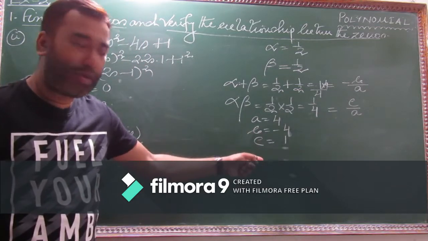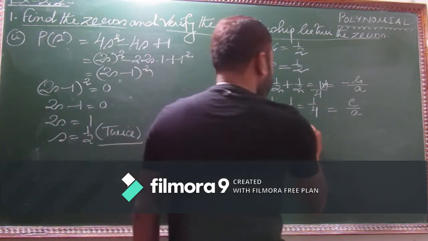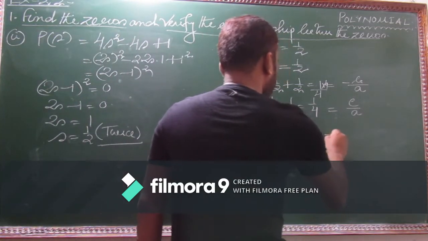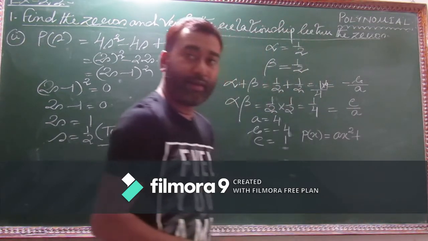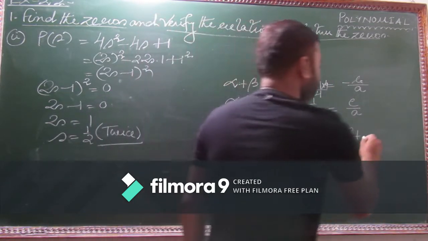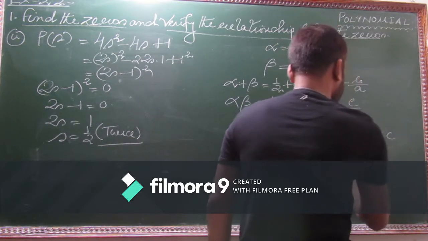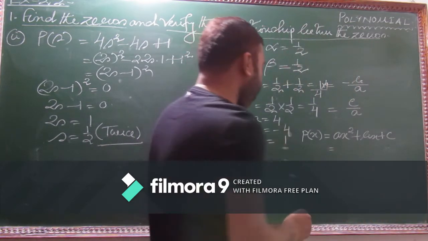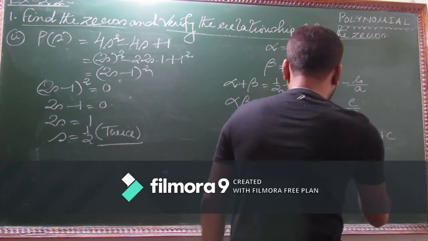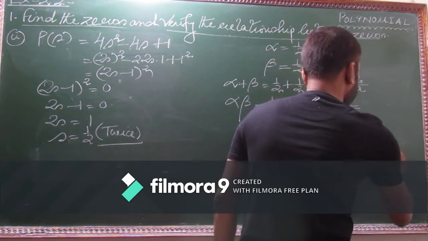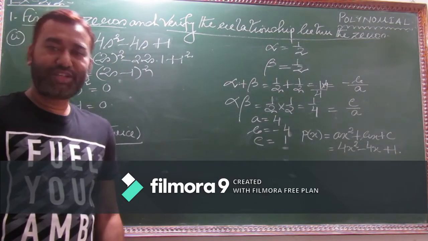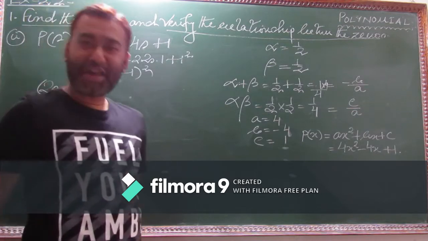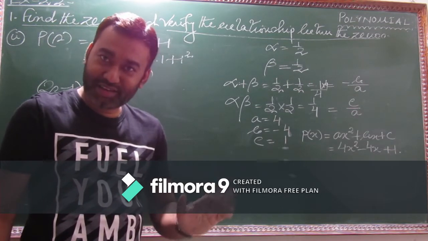Now I have to form the polynomial. How can I form the polynomial? Px is equal to ax square plus bx plus c. So this is 4x square minus 4x plus 1. Done. So the second question is also done successfully. I think you got the matter, understood everything, is it?